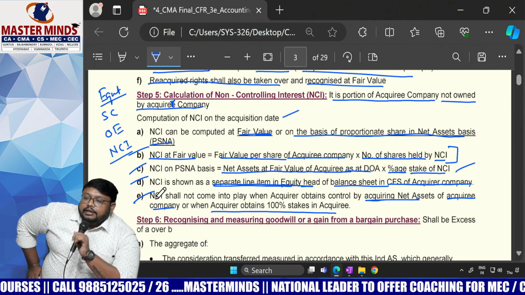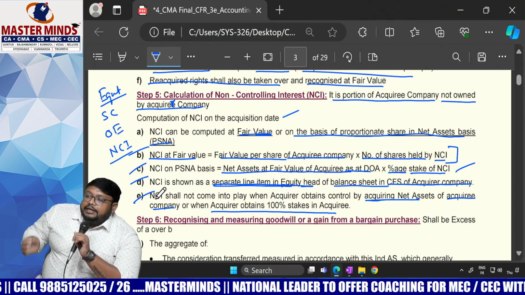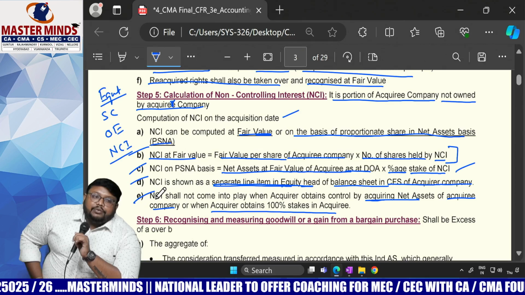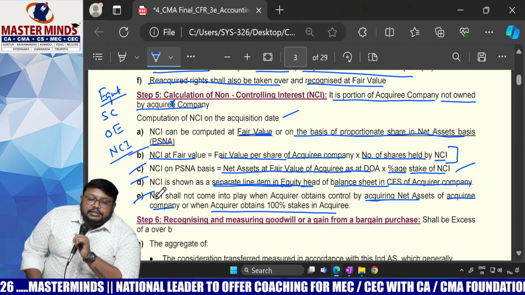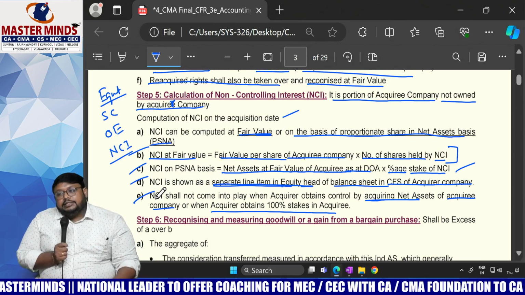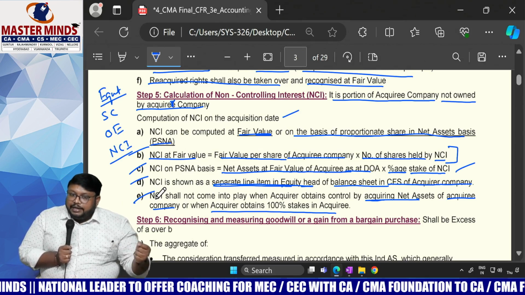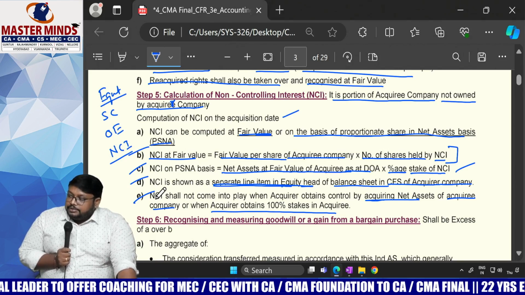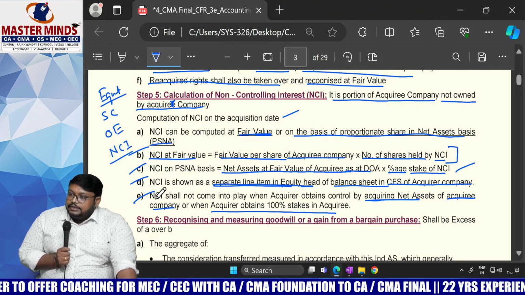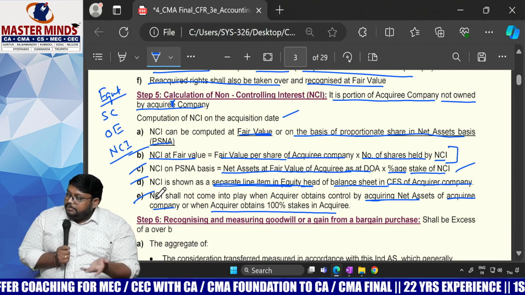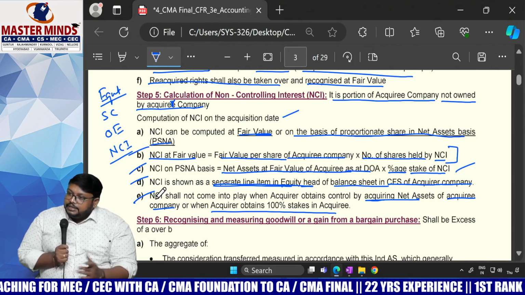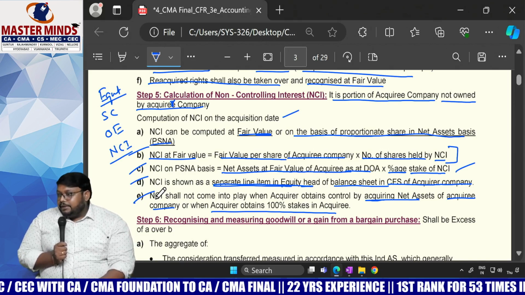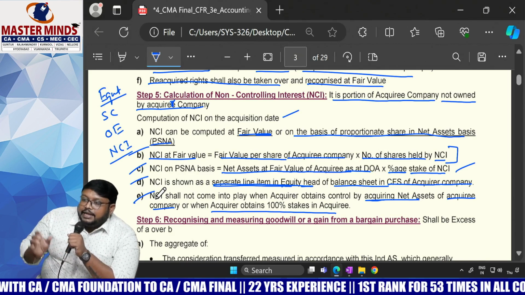For example, the acquiree company has 10,000 equity shares. Out of 10,000 equity shares, 8,000 are held by the acquirer company. So how many shares are held by NCI? 2,000 shares. 2,000 multiplied by the fair value of that share, and automatically we get NCI. It is the same as the consideration approach, because in business combination when we do it on a purchase consideration basis, we can take it as the fair value basis. We get the same answer.